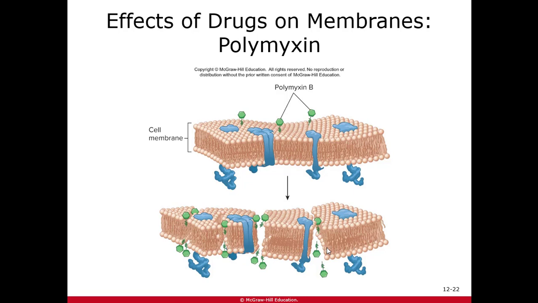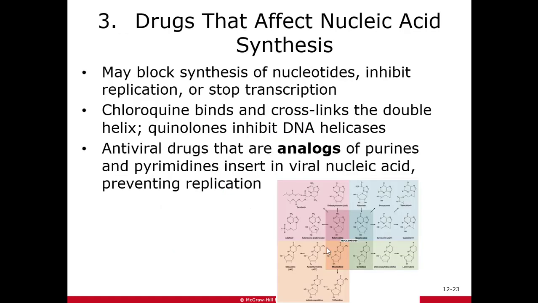Things are going to get in that shouldn't, things are going to get out that shouldn't, and it disrupts the whole process. A third mechanism of action is anything that affects nucleic acid synthesis. That's the NA of DNA or RNA. Various types of drugs, and they can work differently. One common way that they can work, though, is that these different drugs can insert what are called analogs of your purines and your pyrimidines, your adenine, cytosine, guanine, thymine.